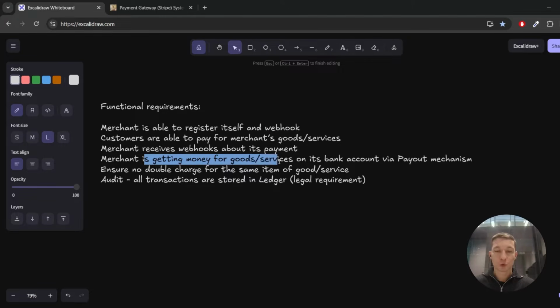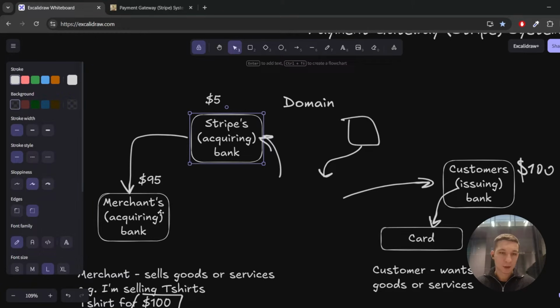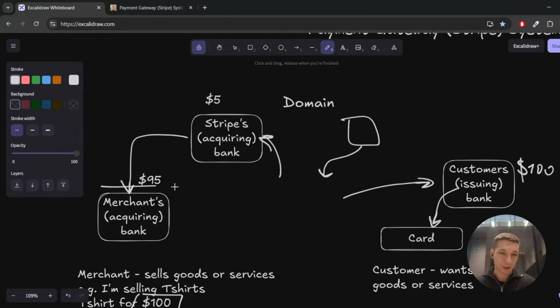The merchant is getting money for goods and services in its bank account via a payout mechanism. Payout is the process that moves money from Stripe's acquiring bank to the merchant's acquiring bank. It does not involve card payments anymore, so we don't need to go through the card network. Instead, we will have a direct integration with the merchant's acquiring bank, so its bank should be on our list of available banks. And we're going to initiate the so-called payout process, which just sends a bunch of transactions that were performed in the scope of this merchant to the merchant's account. Of course, we already deducted the fee, so we still leave some of the money on our account.